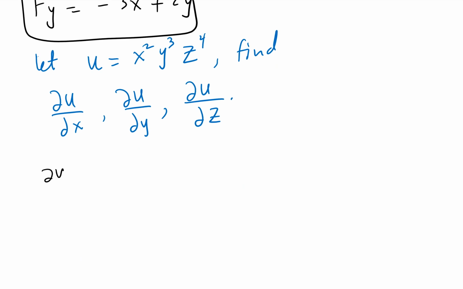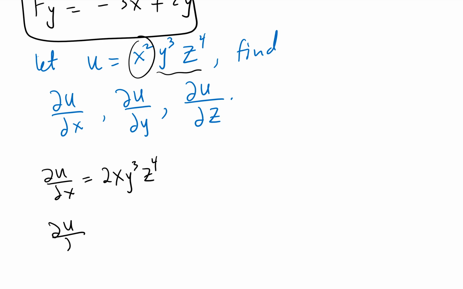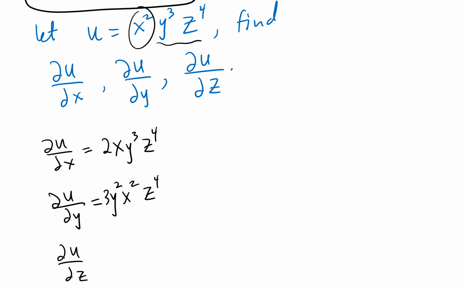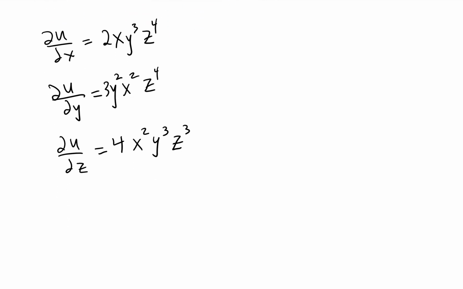Partial of u with respect to x would be, the other things are considered constants, so we just find the derivative of x squared, which is 2x, and copy the other stuff down. Partial u with respect to y, you keep the x squared the same and the z to the 4th the same. Derivative of y cubed is 3y squared. Partial u with respect to z, keep x squared y cubed the same, and then 4z cubed. So you can have as many variables as you want.